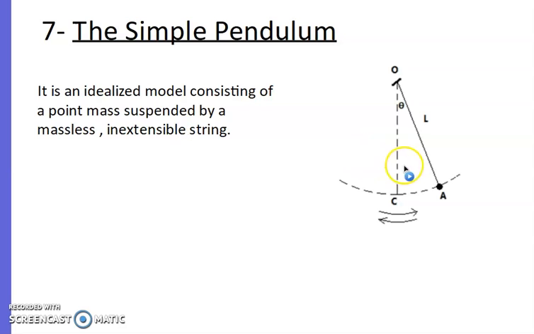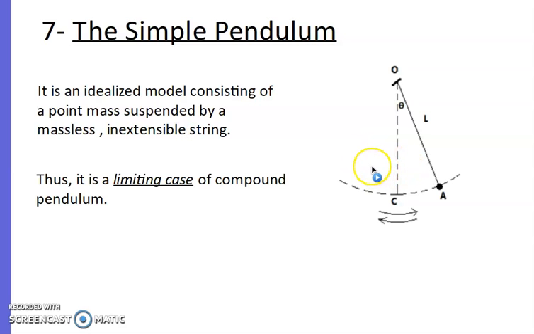Now we want to find or to determine the proper period of this simple pendulum. But in reality, it is a limiting case or a special case of a compound pendulum. Now, since the simple pendulum is a special case of a compound pendulum or idealized case, we can deduce its proper period or natural period of oscillation from that of the compound pendulum. How? Let's do it.